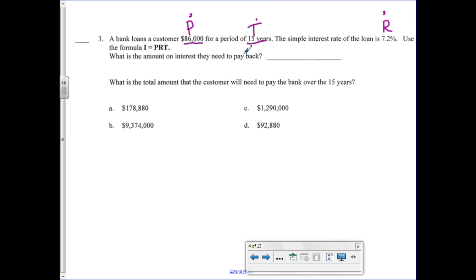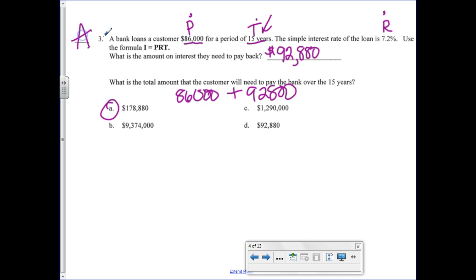And when you do this, this is going to be a bit alarming because the interest alone is $92,880. Oh my goodness, that's the interest. That's more than the loan was itself. And the killer here is because you're taking it over all that time. So there's your interest. Now what is the total amount? Now you have to take the initial $86,000 and add the interest of $92,800. And that's why you should get a total of $178,800.